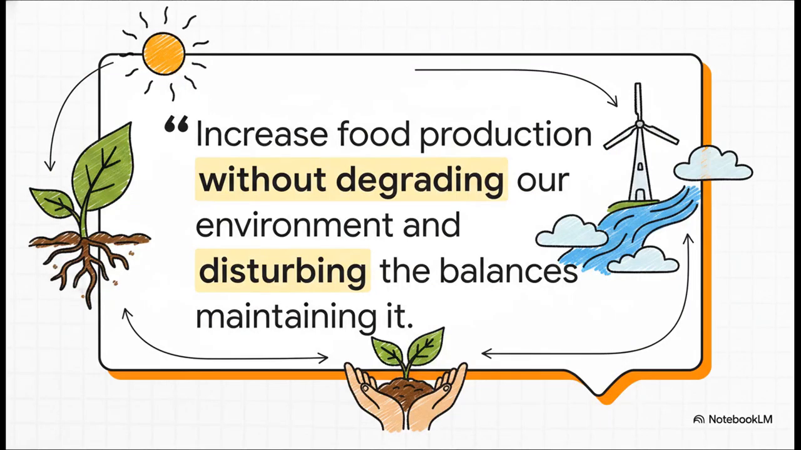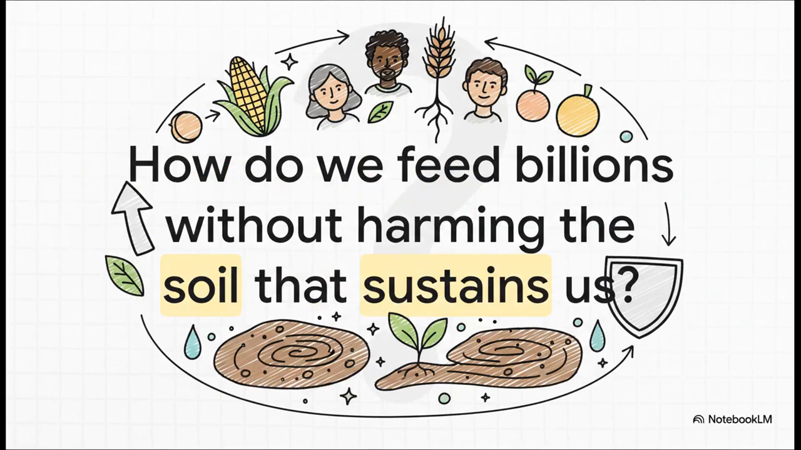This statement here really captures the essence of sustainable agriculture. The goal is to increase food production without degrading our environment and disturbing the balances maintaining it. This is the challenge we must meet. And so this is the final thought I want to leave you with. We need to feed billions of people on our planet. So the great question for all of us is this: how do we do it without harming the very soil that sustains us? This is one of the most important challenges for our future.